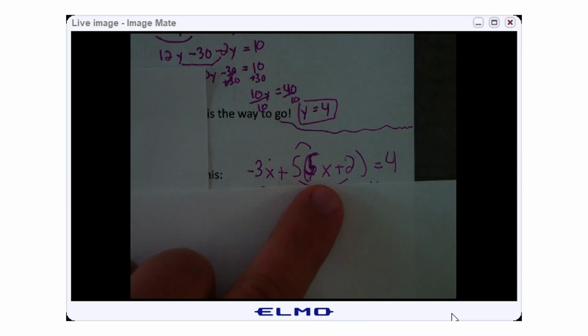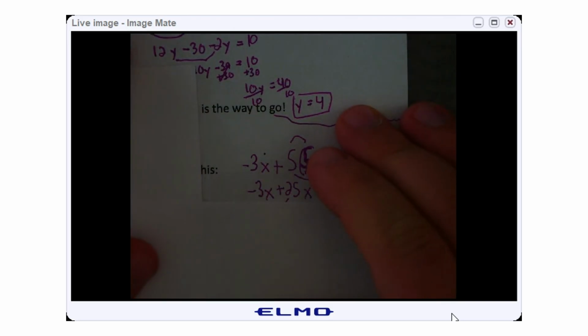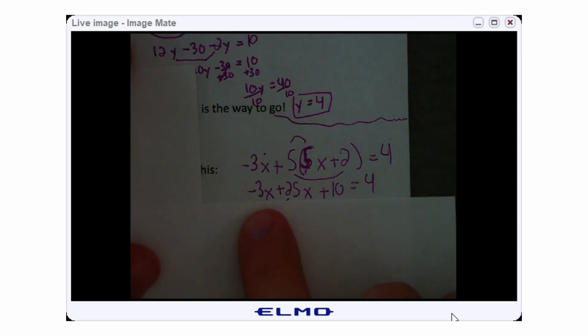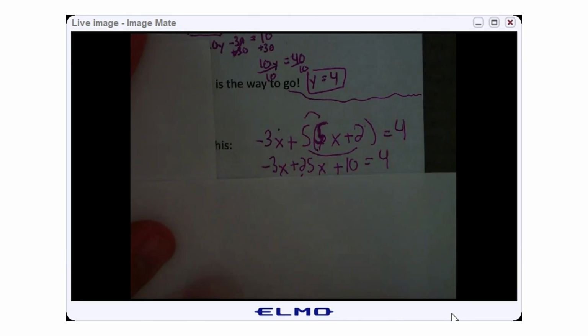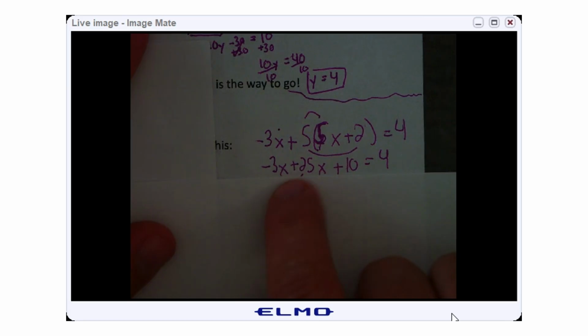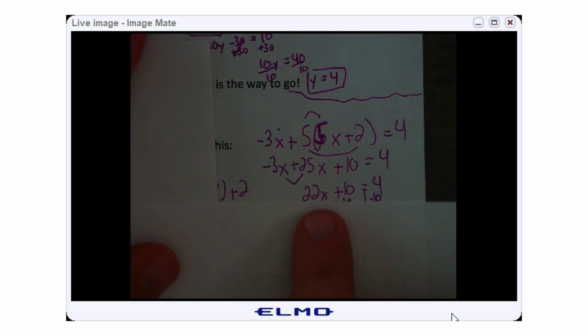Again, my first step here is to distribute. So that means I multiply the outside by the two things on the inside. When I do that, this is what I get. I get negative 3x plus 5 times 5x is 25x. 5 times 2 is 10. And it's going to still equal 4. Again, the next step after I distribute is to combine like terms. These two things are like terms. If I add them together, I get 22x.